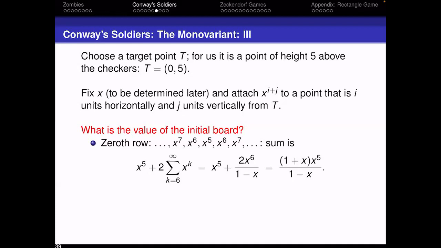Well, what I've said is I'm going to look at the sum. I'm just calculating the initial value of the board. I haven't shown it's a monovariant yet. What I've said is I hope it's a monovariant. I hope that if we take x to be related to the golden mean, everything's going to work out nicely. But right now, I'm just trying to calculate what is the value of the board. Then we'll see that when we do the jumps, the value of the board never increases.